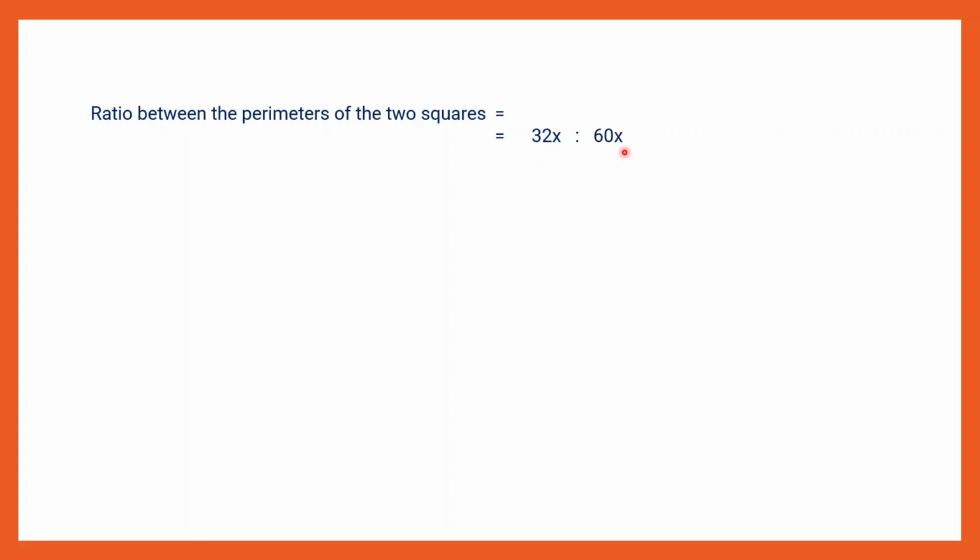Now this ratio we have to simplify. It is 32x is to 60x. Let's simplify it, reduce it to the lowest term. So for that our first step is writing it as a fraction. 32x by 60x.